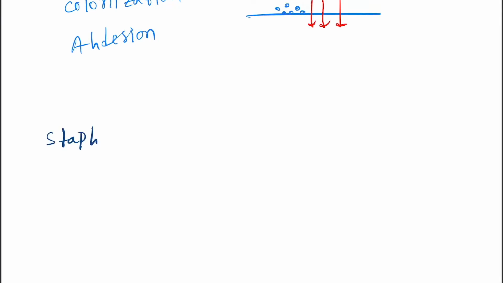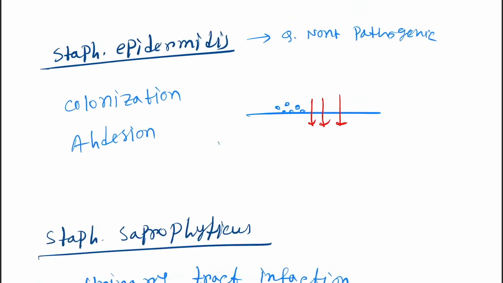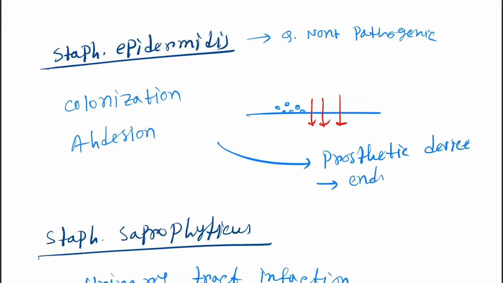Next is Staphylococcus saprophyticus. Mainly they cause urinary tract infection. But Staphylococcus epidermidis is responsible for prosthetic device infections, okay, device related infections, and endocarditis and valvular prosthesis infections. Okay, so that's it for the Coagulase negative Staphylococcus.